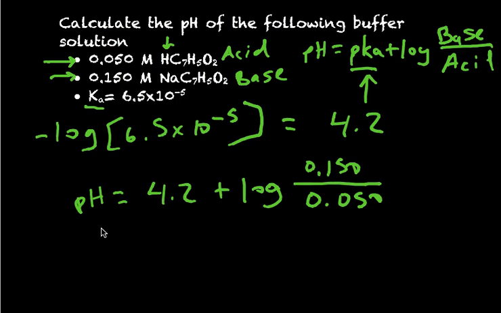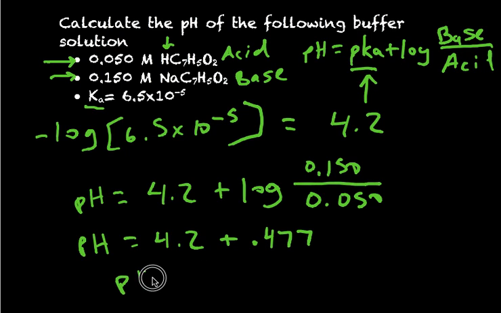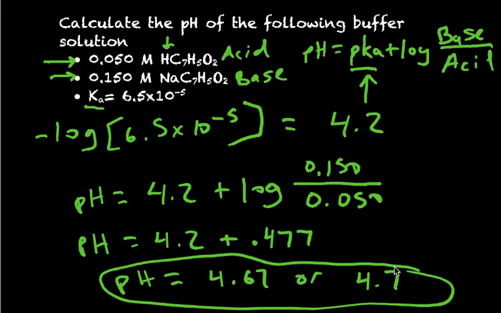So from there we get pH is equal to 4.2 plus 0.477, which gives us a pH equal to 4.67, or round it up to 4.7. That's your answer.